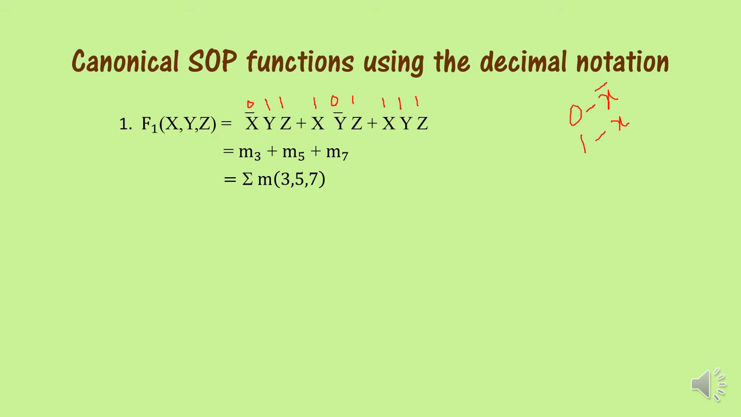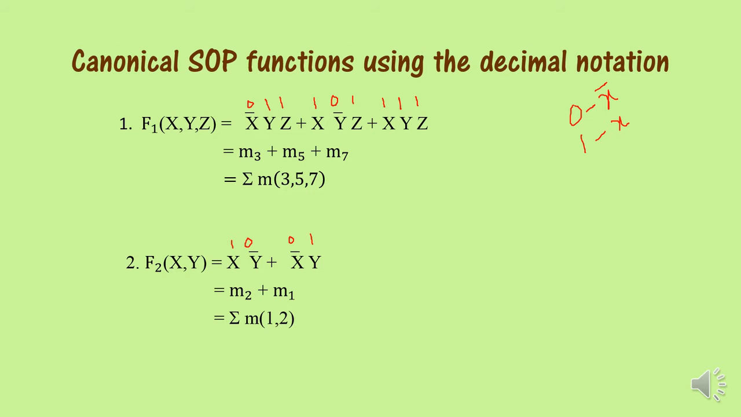Okay. Our second example is f2 function of x, y equal to x y bar plus x bar y. Again, here we can write that it is 1 and 0, and 0 and 1. 10 means 2 and 01 means 1. So, the function is m2 plus m1. So, the summation of minterms is 1, 2. In the same manner, again we can express this canonical SOP function using the decimal notation.